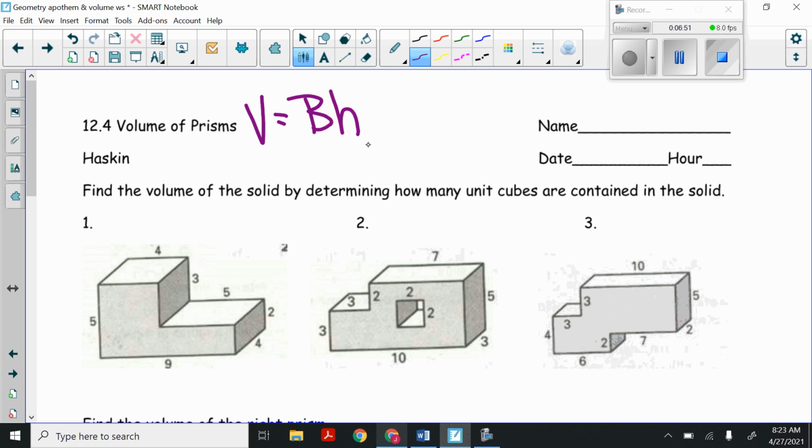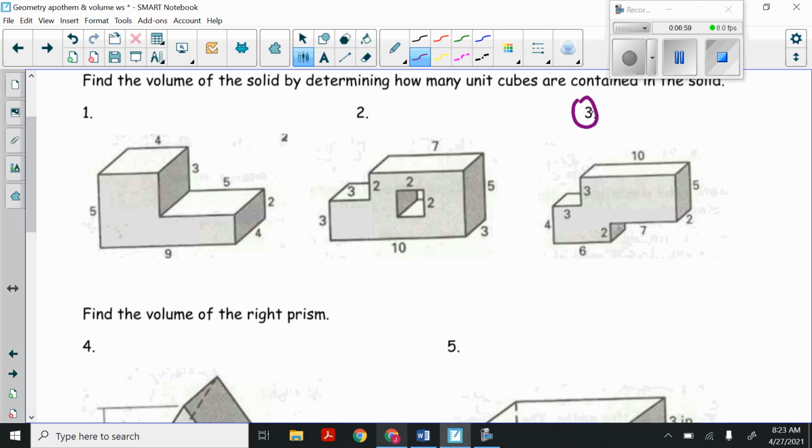So 1 through 3, find the volume of the solid by determining how many unit cubes are contained in the solid. So we're going to do number 3 together. If I want the volume, first let's just pretend that this was an entire prism, and we're going to find the volume of that entire prism. Since it's a rectangular prism, remember these are the easy ones, it's length times width times height. The entire length from here to here is 10, but this part is 3. So this entire top is 13.